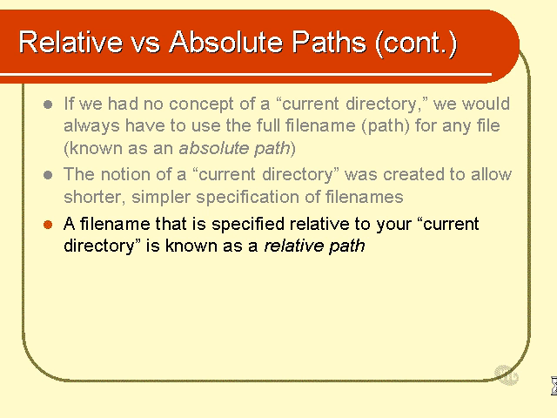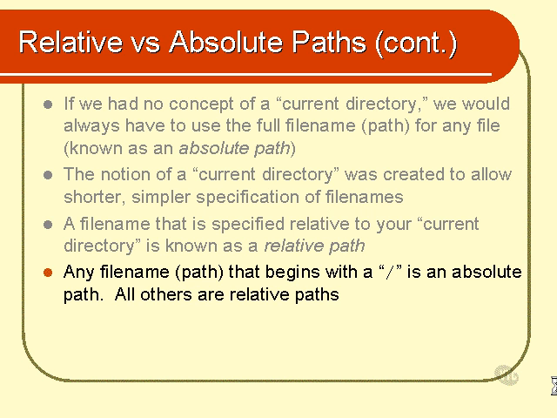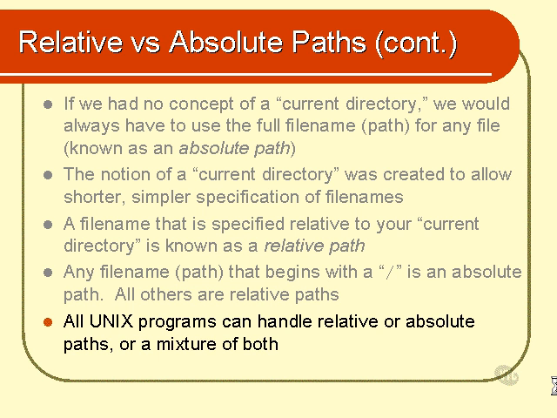And if you move around, the path to that file will move around with you, always relative to your current location. The way to tell the difference between a relative path and an absolute path is quite simple. If the path begins with a /, if the very first character is a /, then it is an absolute path. Otherwise, it's a relative path. It's very simple. Any Unix program can handle any relative paths or absolute paths, or even a mixture of both in the same program if you need to. And that's about all there is to it. That's relative and absolute paths.